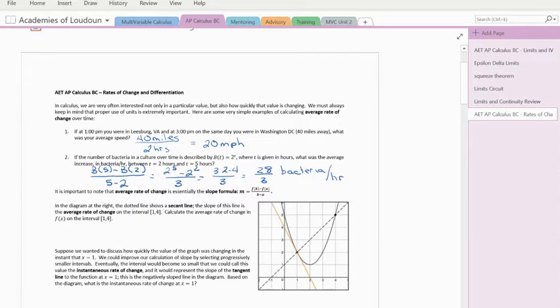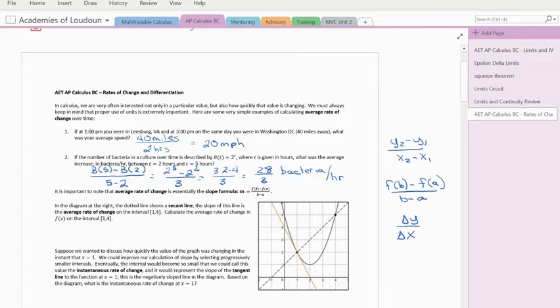So what we have essentially done is find that the average rate of change is essentially the slope formula, f of b minus f of a over b minus a. Or if you remember from Algebra 1, y2 minus y1 over x2 minus x1, well, we wrote that as the change in y over the change in x, delta y over delta x.